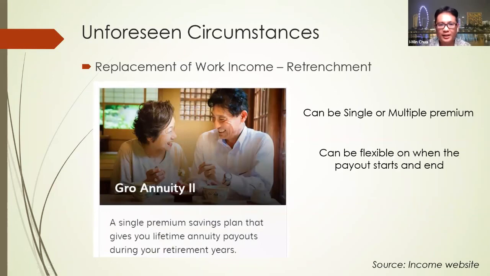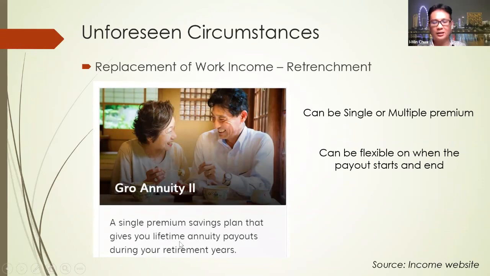Of course, the other one is replacement of work income due to retrenchment. This is probably something we want to pay more attention to right now. If you are concerned that at age 55 onwards we may get retrenched, you want to protect against retrenchment, so you want to have an income coming in. I think the need for this is getting more and more real. A lot of us, unfortunately, once we hit 55, may be displaced. To protect against that, you go for this thing called annuity. Please remember this word, annuity.